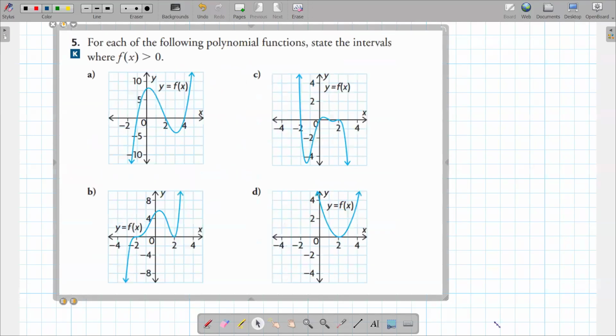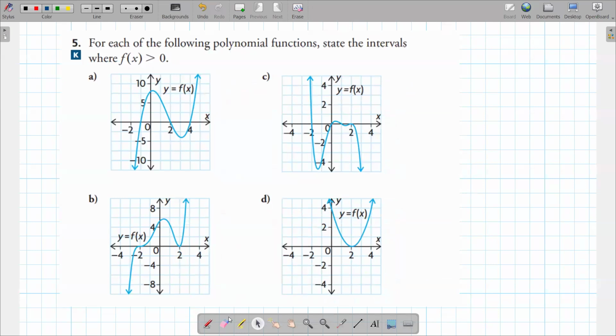So here it says, when is f of x greater than 0? Remember what greater than 0 means? It's positive. Well, let's look at A. When is it positive? Between negative 1 and 2, right? Negative 1 and 2 here. Anywhere else? When x is greater than 4. Exactly. So it'll be negative 1 to 2, and then 4 to infinity. That would be the answer to A.